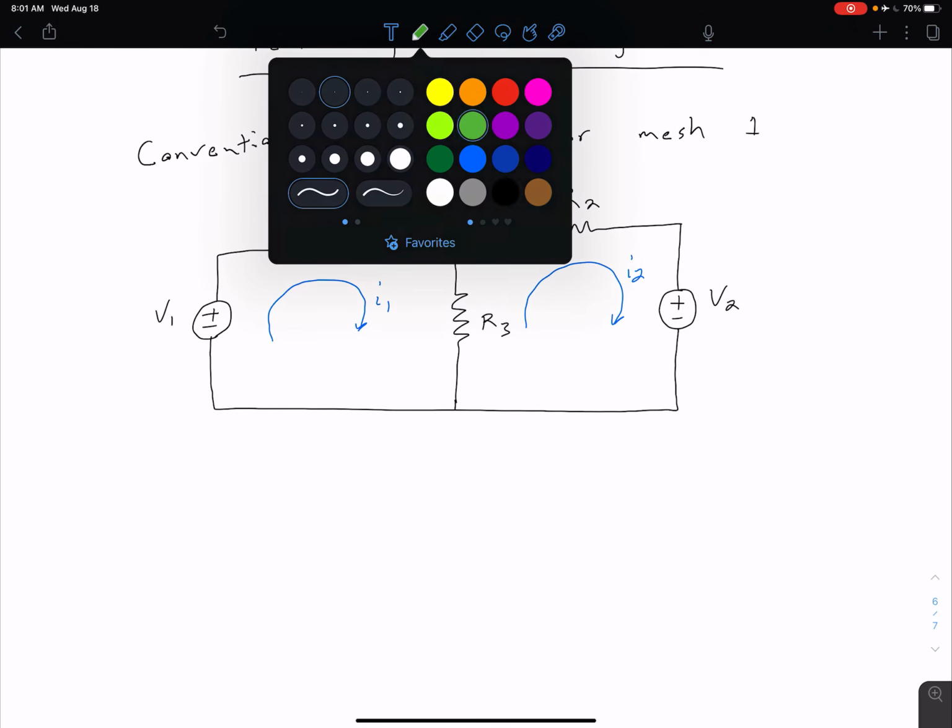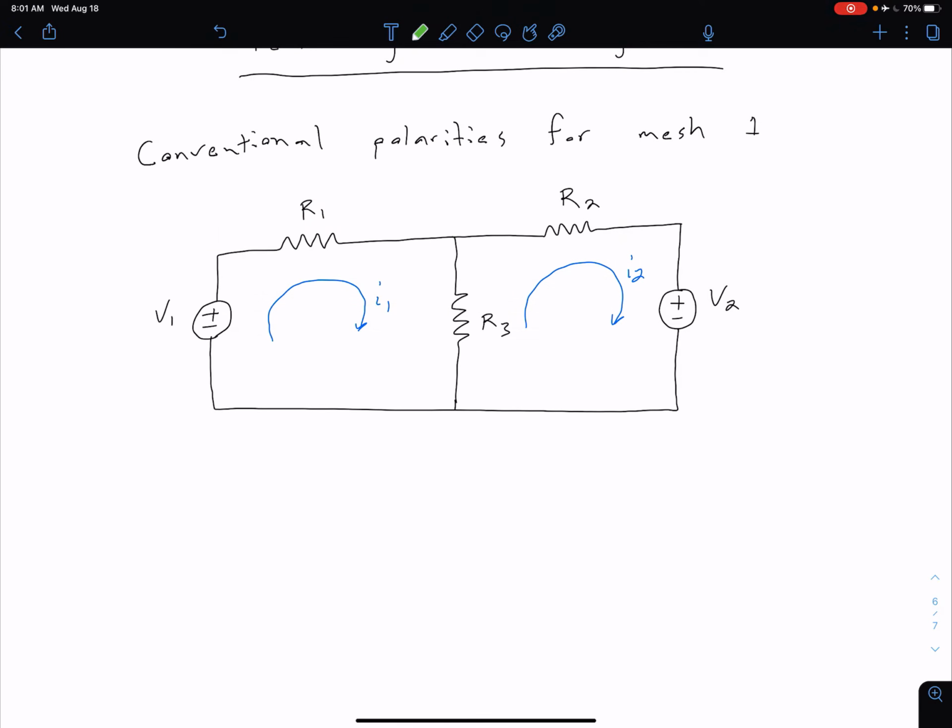So if we're applying KVL, of course, we're talking about summing voltages. So I can come in here and I can define voltages across each of my resistors. And again, right now we're looking at mesh 1, so we're going to focus on one mesh at a time. So I have VA defined across resistor R1, and I can define VB across resistor R3.